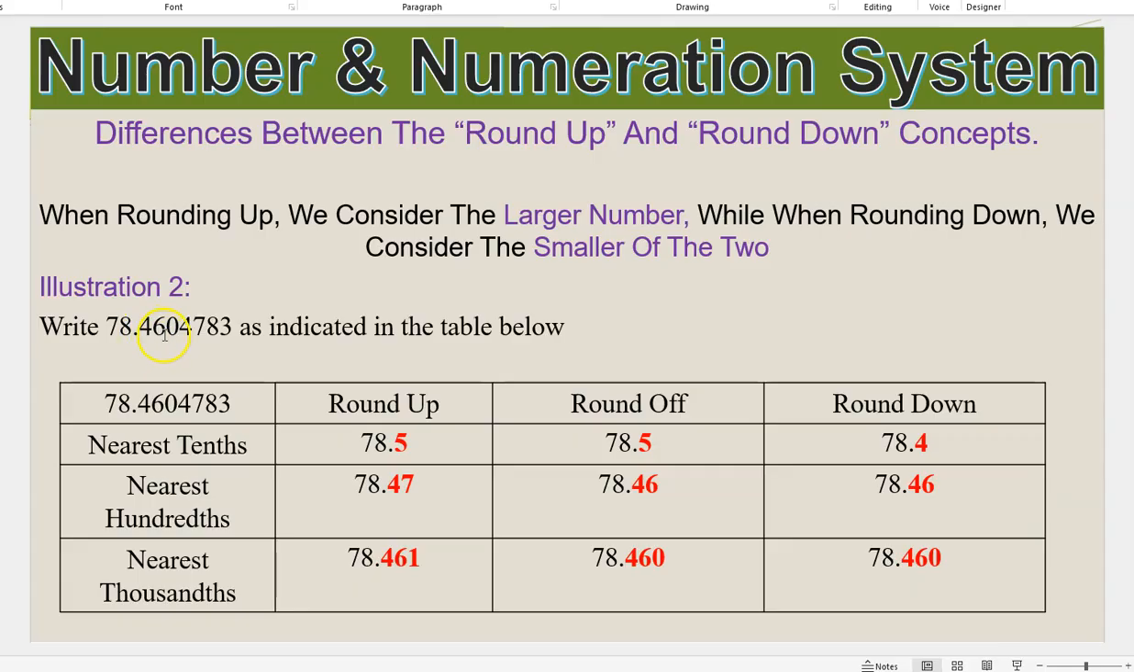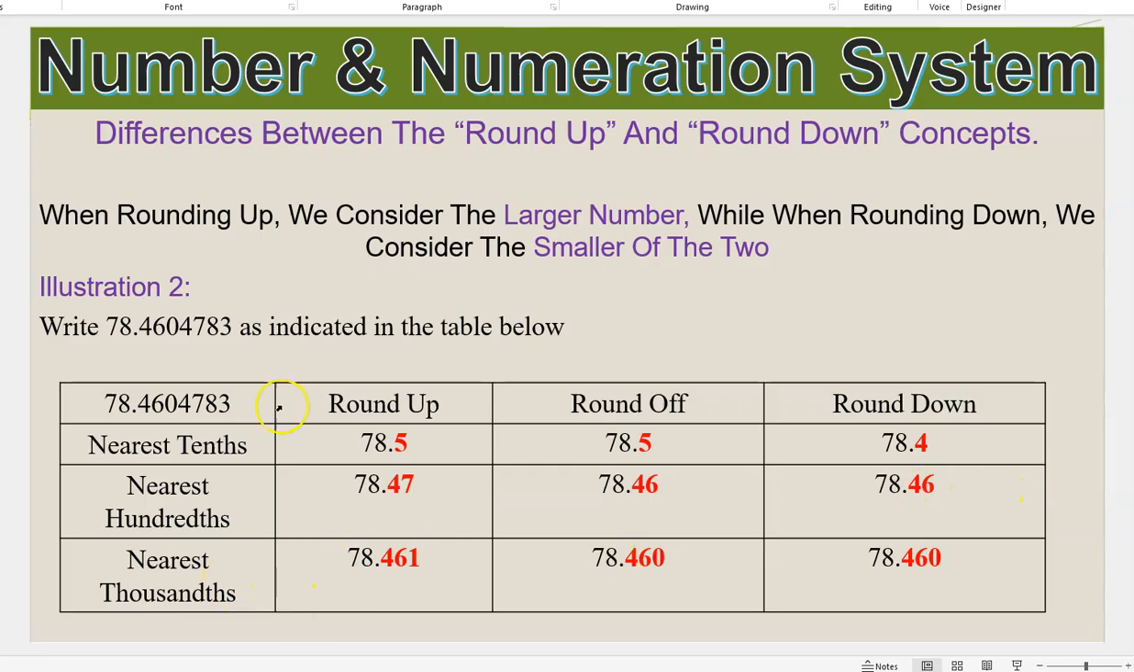Round off. When we are rounding off, we consider the number here, but it is not up to half, and therefore we throw everything away, and the final answer becomes 78.46 as indicated here. Round down. When we are rounding down, we consider the smaller of the two. Which of them is the smaller? 0. So we don't borrow anything from here, we leave it as it is. And so we're going to get 78.46 as it is written here.